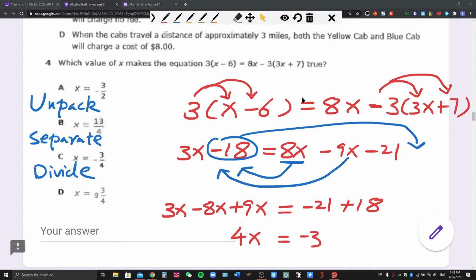And lastly, when we have this, we'll divide. Divide by 4. x was multiplied by 4, so we divide by 4, they will cancel. And also divide by 4 on the other side. And this cancels, this will become just 1x equals -3/4. So that will be the answer. The answer will be -3/4. That will be C.